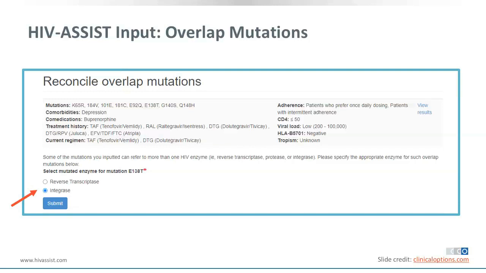Once I put that in, the tool actually prompted me to clarify one of the mutations. So there are some overlap mutations that have the same name, but are in different parts of the virus. And so the mutation here, the E138T, could be either a reverse transcriptase mutation or an integrase mutation. So the tool prompted me to select which one it was, and it was an integrase inhibitor mutation.